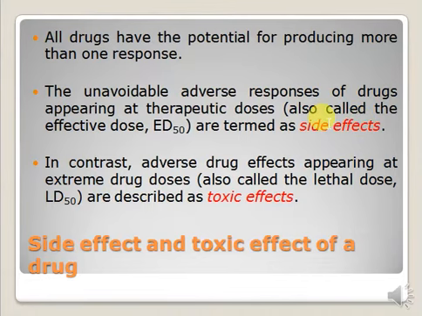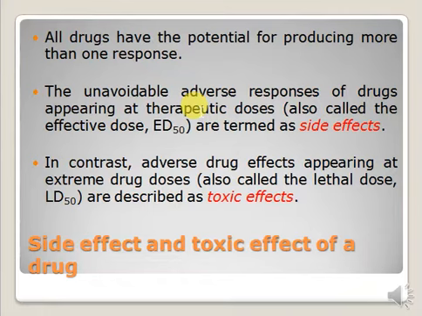Also, it's important to note that sometimes the unavoidable response of the drug may be helpful as well, right? So that's why we call them a secondary effect, right? So unavoidable responses of the drugs other than what it's meant for. For example, if a drug is meant to treat a fever, then along with treating the fever, it is also causing the loss of inflammation. That's helping you to get rid of inflammation.